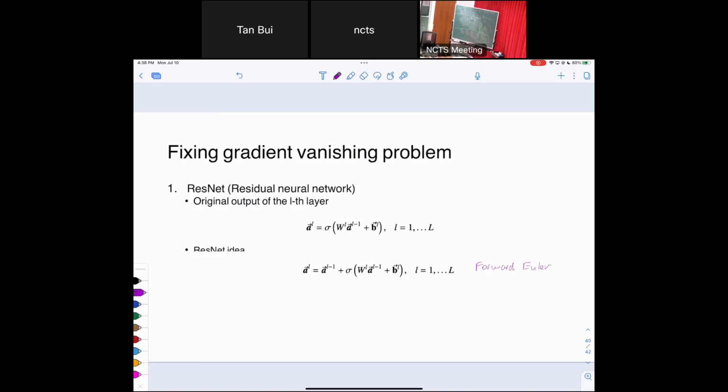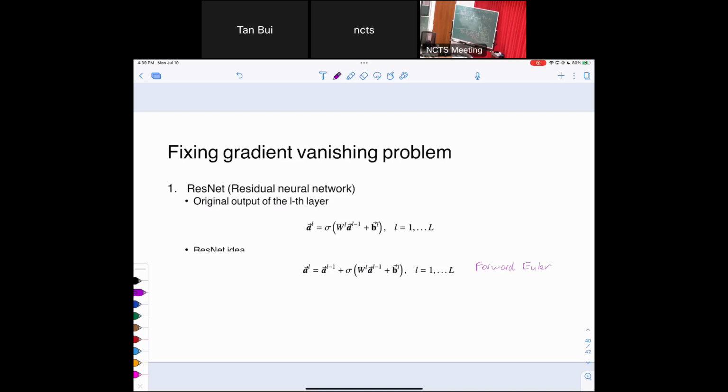So a layer is actually very similar to a time step. L minus one, and then L, and then L plus one. So this is a forward Euler discretization with time step equal to 1. If you think about it that way, then you can immediately make a connection with ODEs. If you put delta t here and take the limit when delta t goes to 0, you're going to have a y prime equal to this.